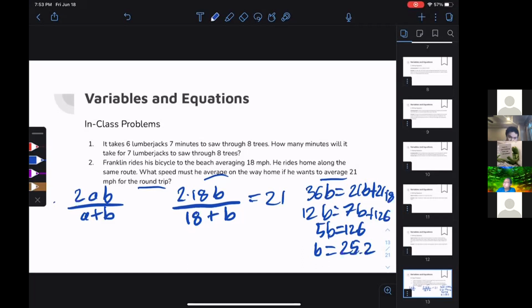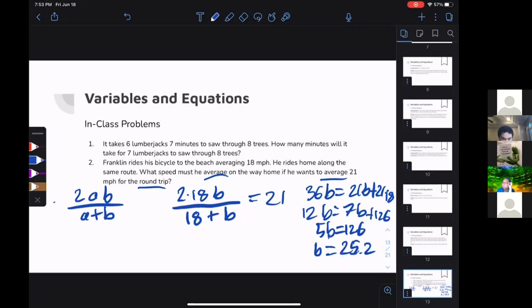I got a question in the chat: why did I use rate instead of time for the first problem? Well, I used the change in the rate because from 6 lumberjacks to 7, the rate changed. The rate changed because the number of lumberjacks changed, instead of the time that was changing. He said, you meant question 2.